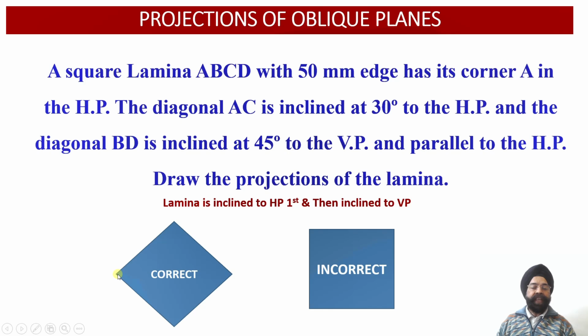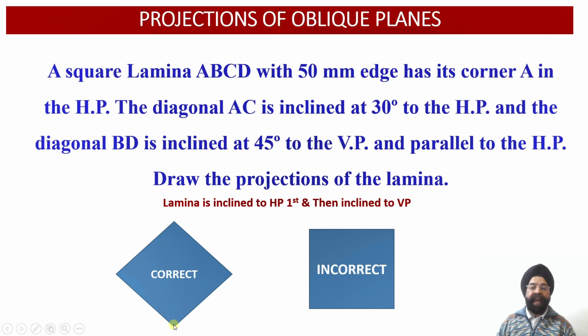After the first inclination of this square lamina, diagonal AC with respect to the horizontal plane, now this AC diagonal will be represented as an apparent length or a foreshortened length in the top view, and this diagonal BD will be represented as a true length diagonal in the top view projections. Why? Because this diagonal BD happens to be still parallel to the horizontal plane.